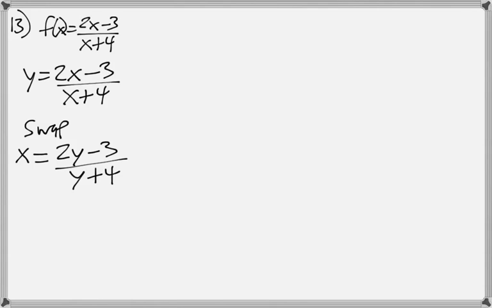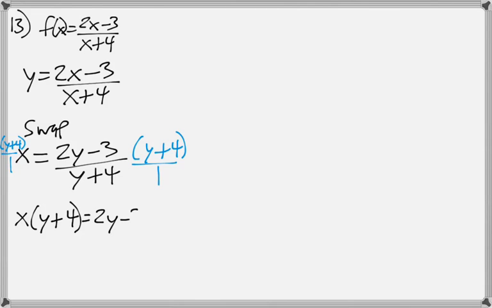So I'm trying to get y by itself, and I don't want there to be y's in the denominator here. So I do want to multiply by y plus 4 on both sides. What that's going to leave me with is x times (y plus 4) is equal to 2y minus 3. So now I can distribute the x, and I have xy plus 4x is equal to 2y minus 3.